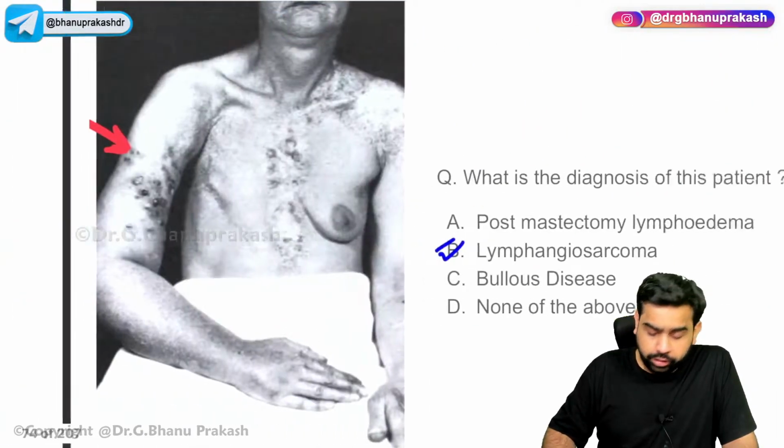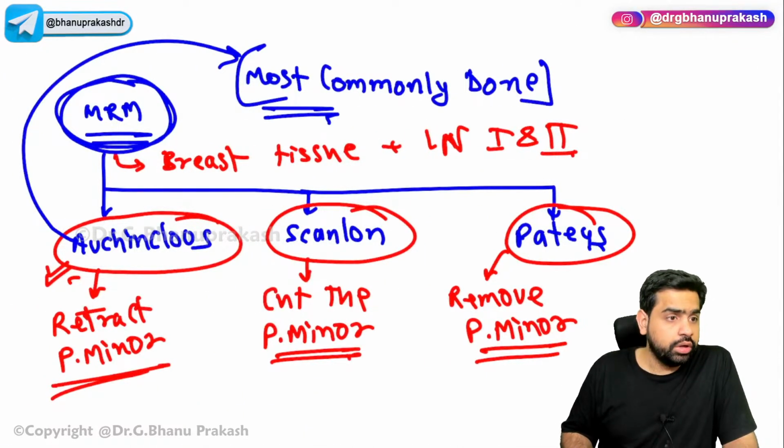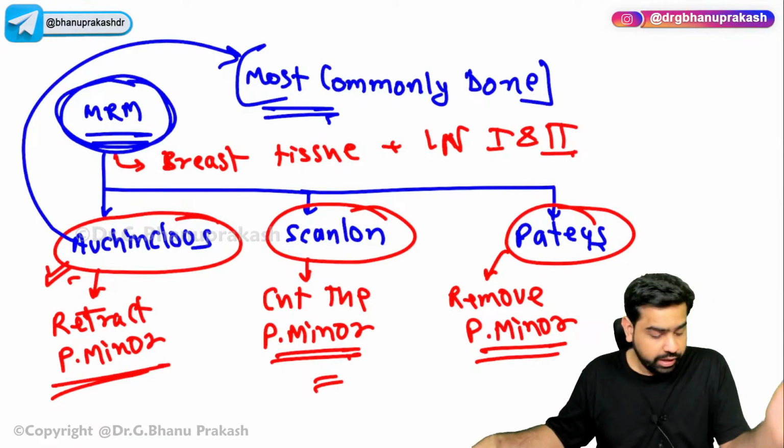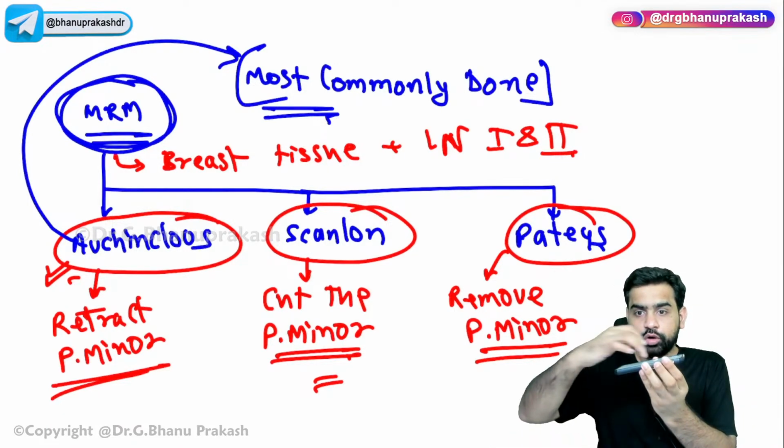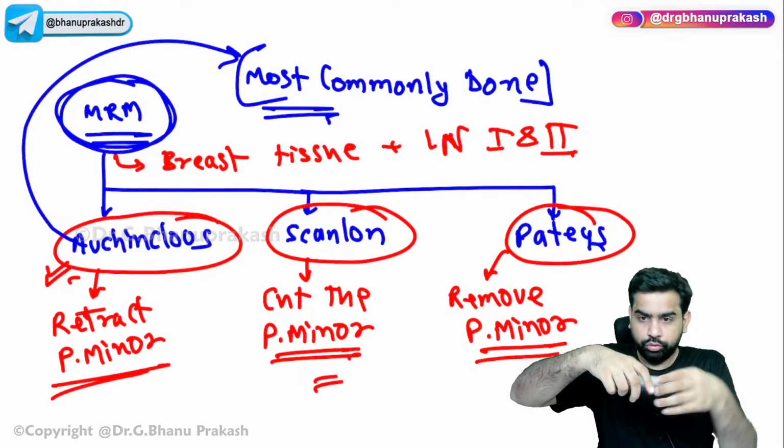Now let's talk about this. Somebody was asking about Scanlon. See, what you need to understand is that, let's say this is the pectoralis minor muscle. What you basically do is you cut the pectoralis minor.